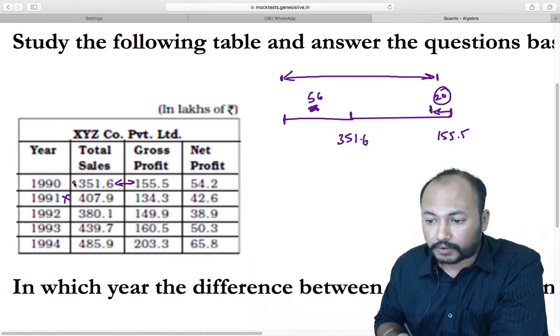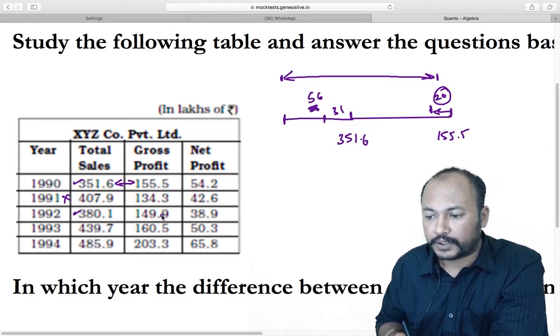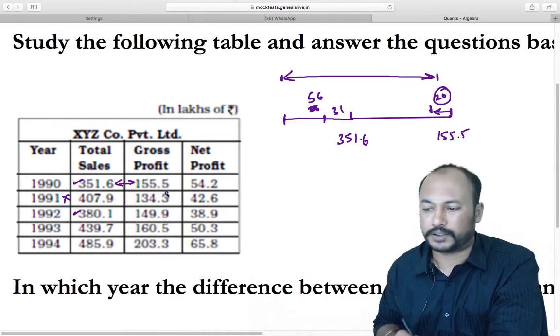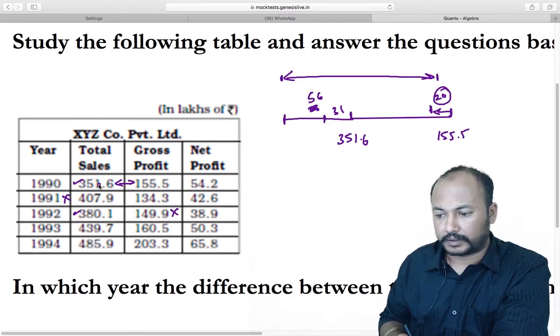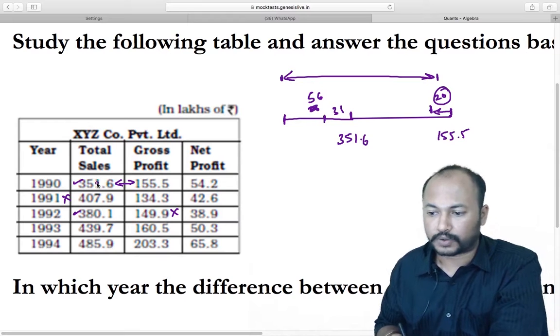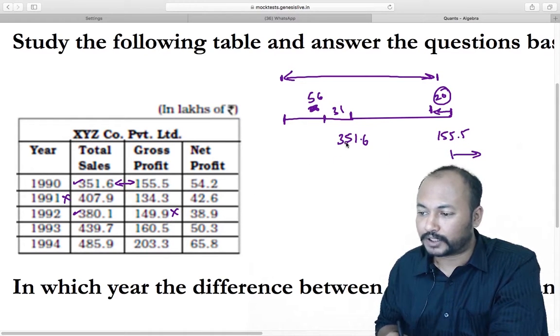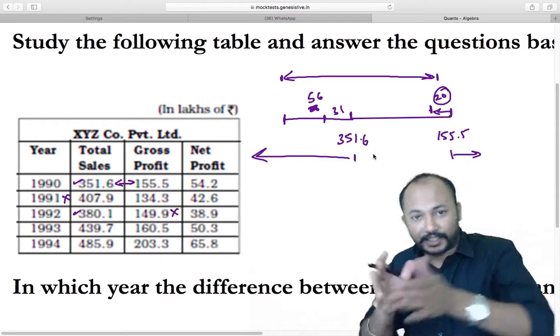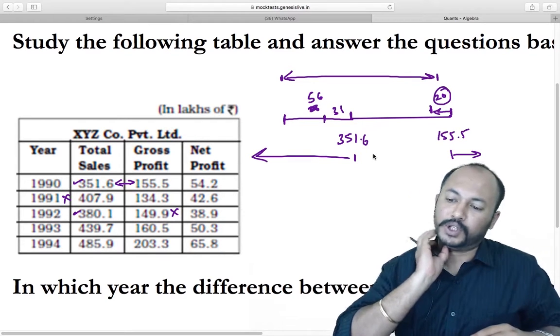Similarly, now compare 351 and 380. The difference is 31 from here to here, and this value has reduced not by 31, but by only around 6. So even this is eliminated. I hope you are following. Next, go to 439 and 361. In this case, wait a second, let's cross verify. The difference is huge, and even this value has also increased. The gap is on both sides, so the difference is going to be very high compared to the first row. So 1990 is your answer.